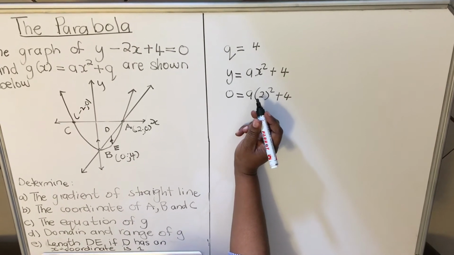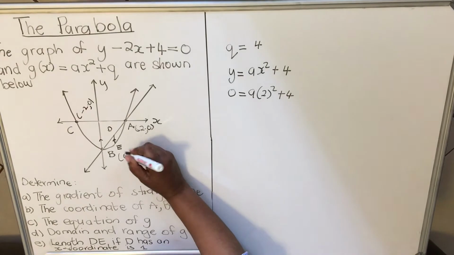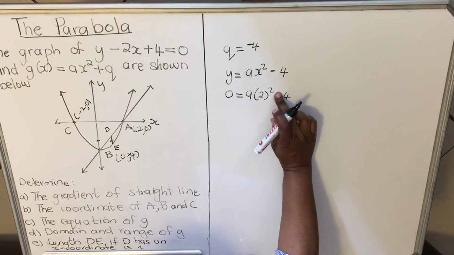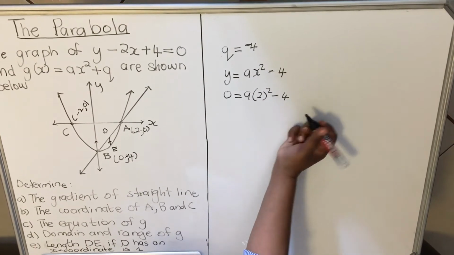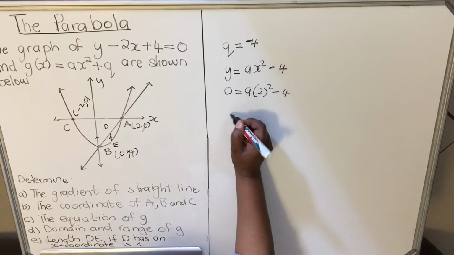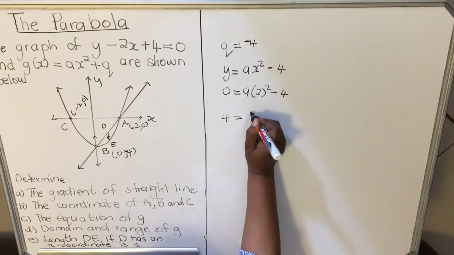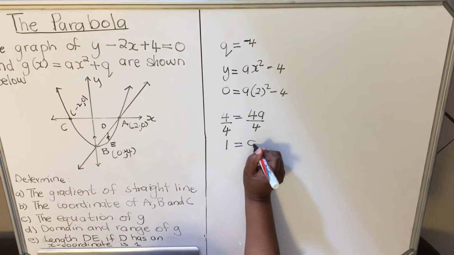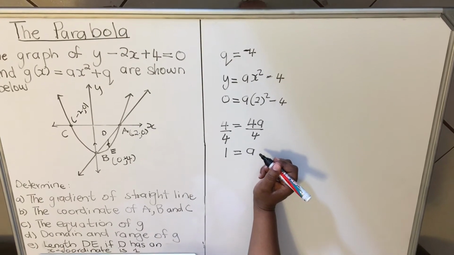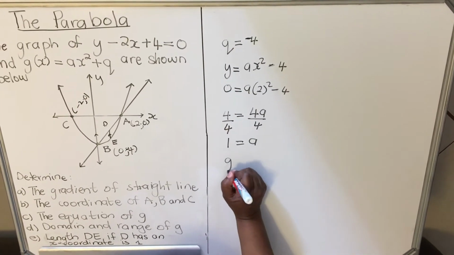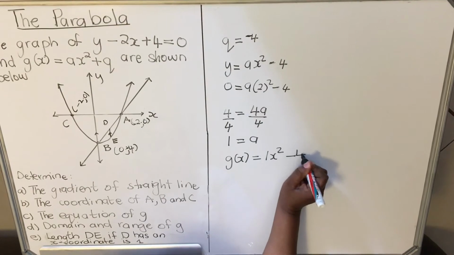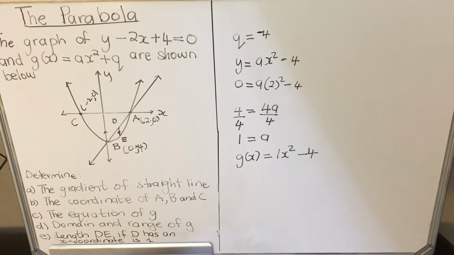I made a mistake. This is a minus 4. That's a minus 4 there, and that's a minus 4. Okay, I take the 4 to the other side, it becomes 4 is equal to 2 squared, which is 4a. I divide by 4, 1 is equal to a. So my a is 1, my q is minus 4. Then I write the equation. G of x is equal to 1x squared minus 4. This is the equation.